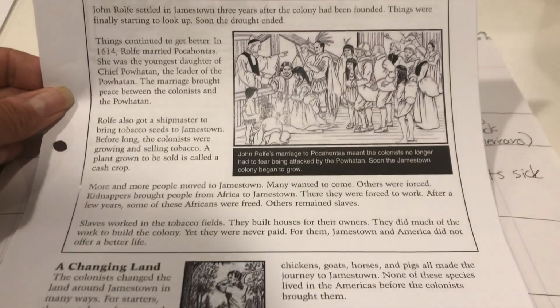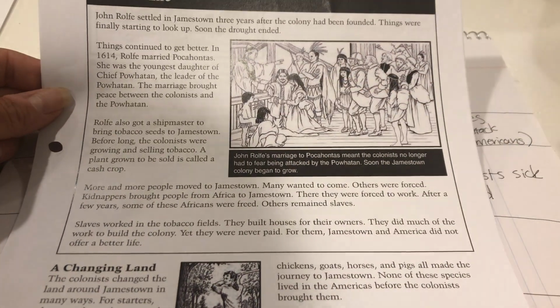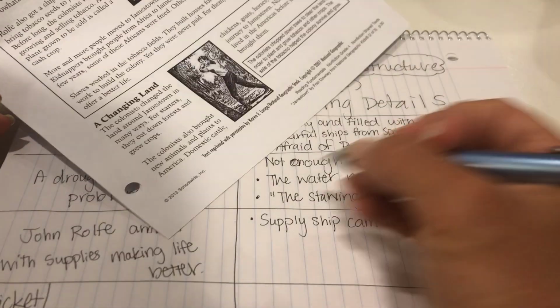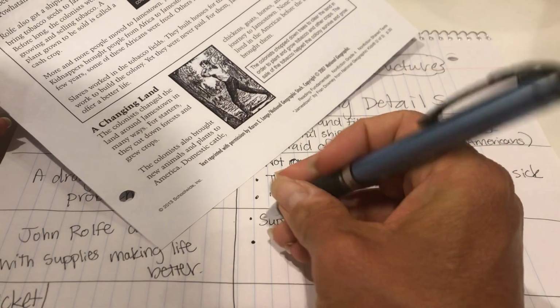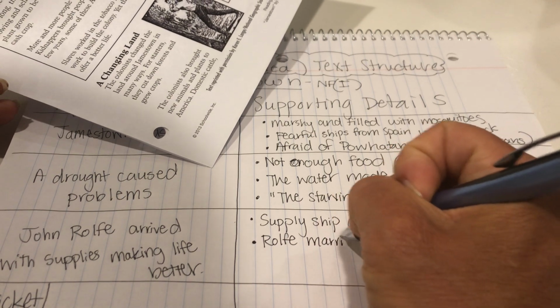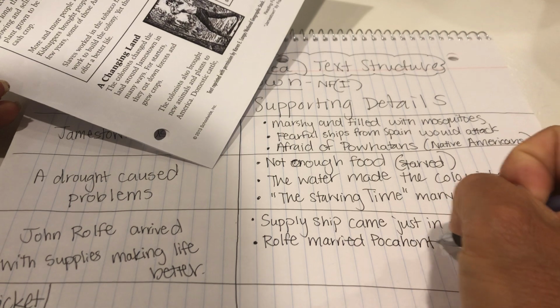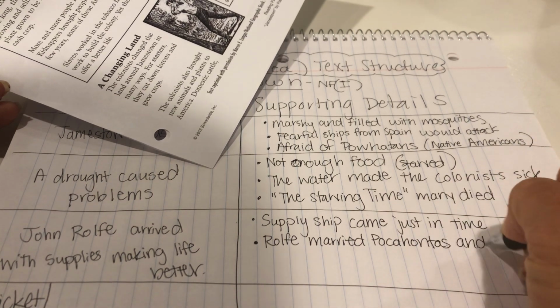What else made life better? Well, John Rolfe married Pocahontas, which brought peace between the colonists and Native Americans. Say, Rolfe married Pocahontas and brought peace.